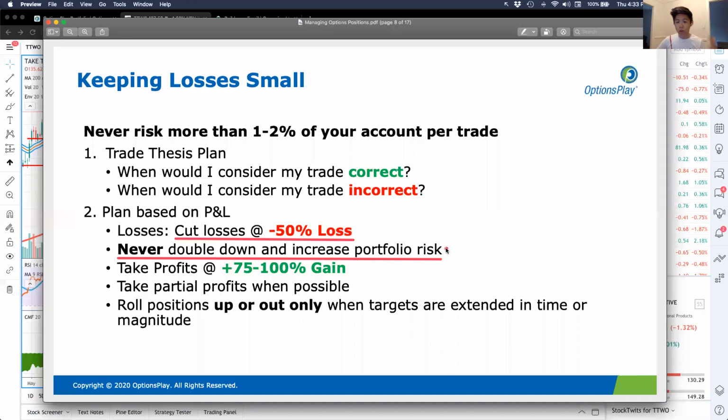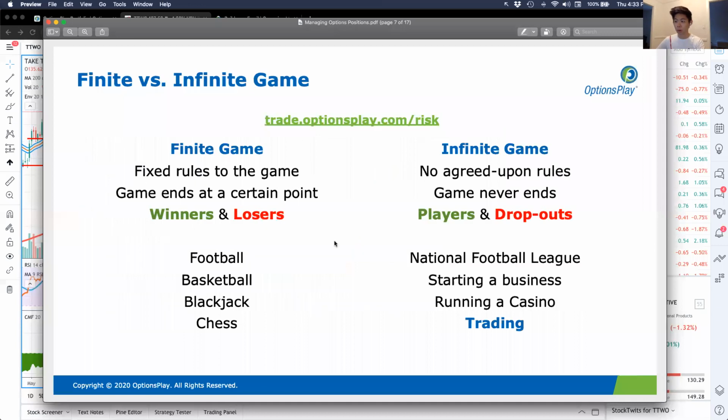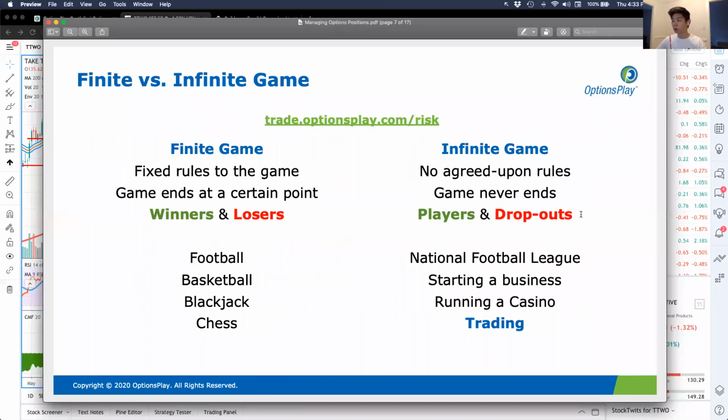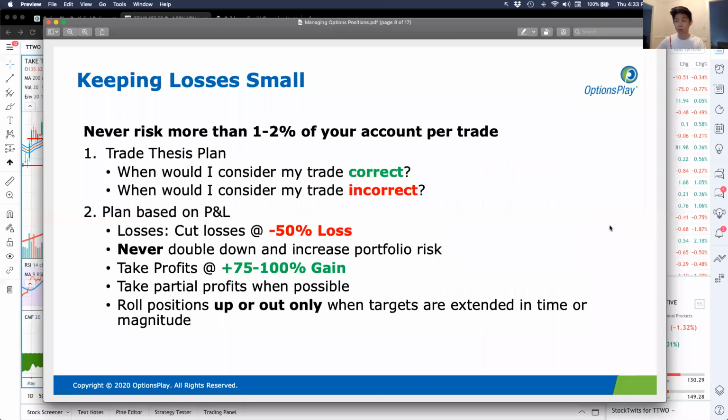Because when you're trying to get yourself back to break even, what you're focusing on here is winning. And guess what? Winning is something that you can only do in a finite game. There's no such thing as winning in an infinite game. In an infinite game, you're either in the game or you're no longer in the game. And if you keep trying to get yourself back to break even, you're potentially putting yourself in a position where you can drop out. Because if you keep adding risk to a losing position, guess what? That is the recipe for blowing up your account and having to drop out of the game. And that's what you want to avoid at all costs.